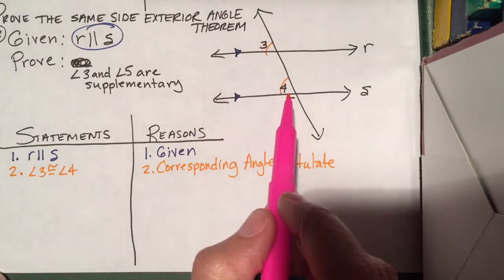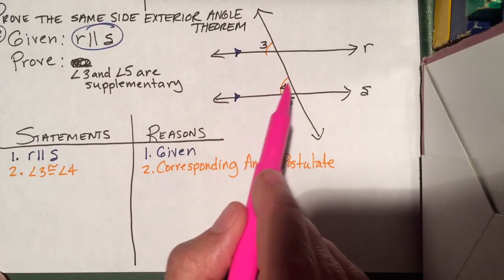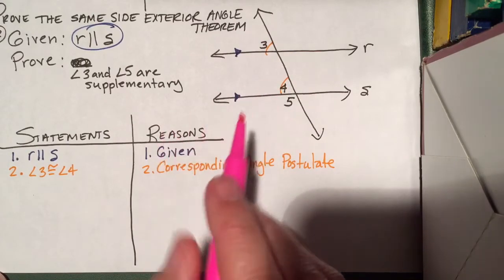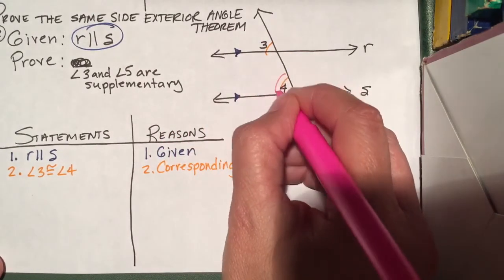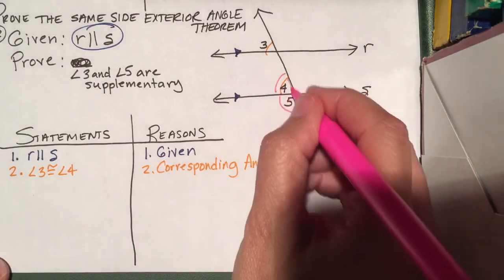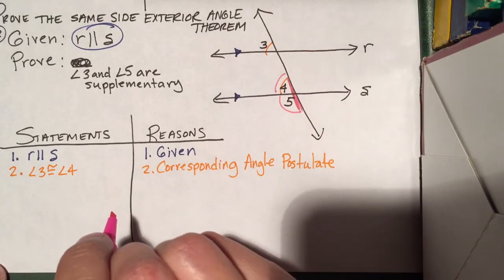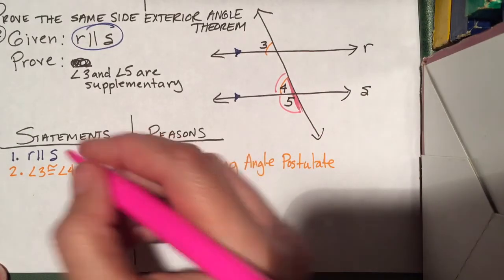I've tied 3 and 4 together. I'm trying to tie 3 and 5. So if I can tie 3 and 4 together and I can tie 4 and 5 together, then I can make a connection. Well, let's look at 4 and 5 here. 4 and 5 form a linear pair.